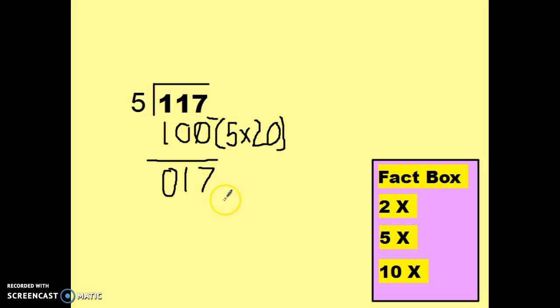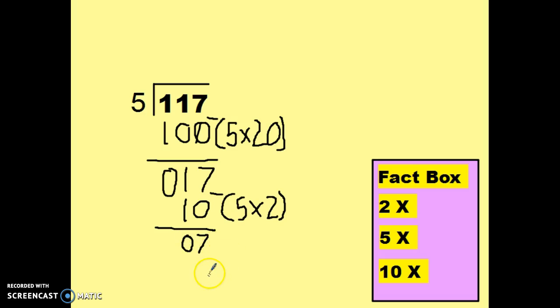5 times 2. The answer is 10. Again, place value is very important in this. 7 take away 0 is 7. 1 take away 1 is 0. So we've got 7 left.